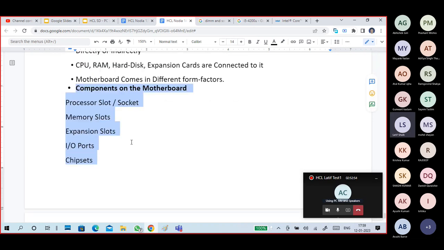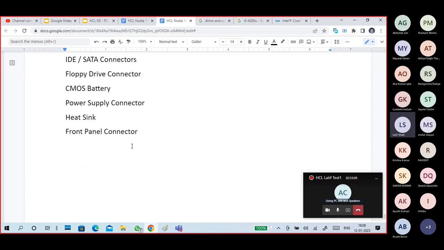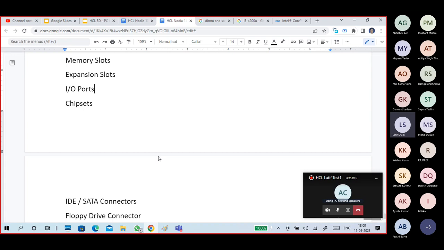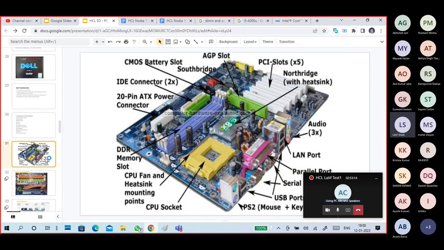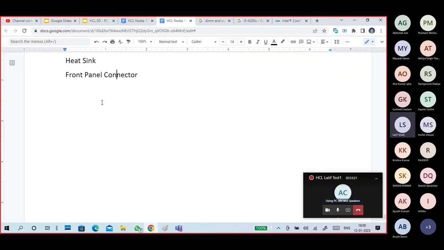Okay, so the components on a motherboard are CPU slots or sockets, memory slots, expansion slots, IO slots, chipsets, IDE, SATA connectors, floppy disk drive connectors, CMOS battery connectors, power supply connector, heat sinks, and front panel connectors. So this is the old and traditional motherboard. Still, I am using that one to explain this.